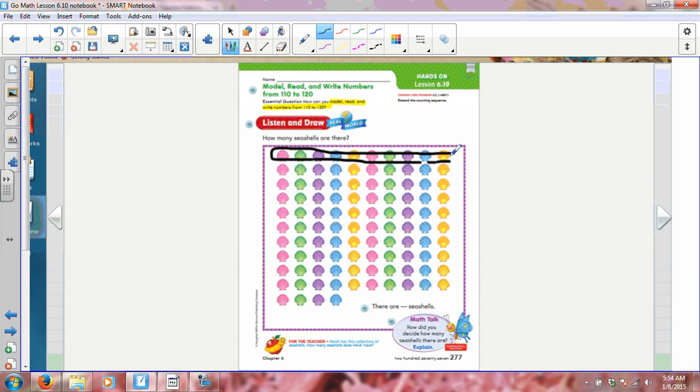I want you to take your pencil and circle the group of 10. Now, if this row is a group of 10, then this row right below it is also going to be a group of 10. So take your pencil, circle that group of 10. I want you to keep going, circling your groups of 10 until you get all the way down here. Go ahead and take a second and do that.